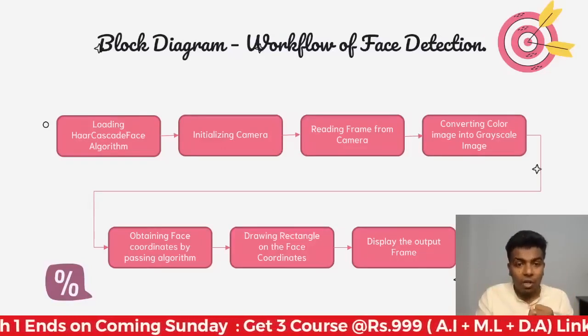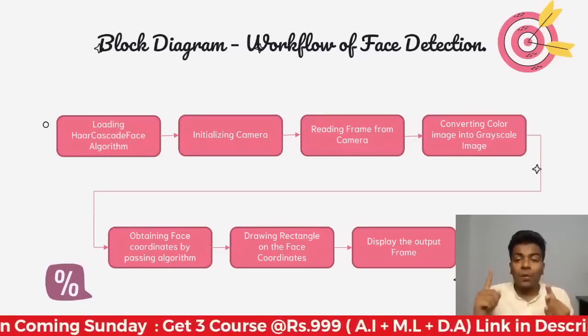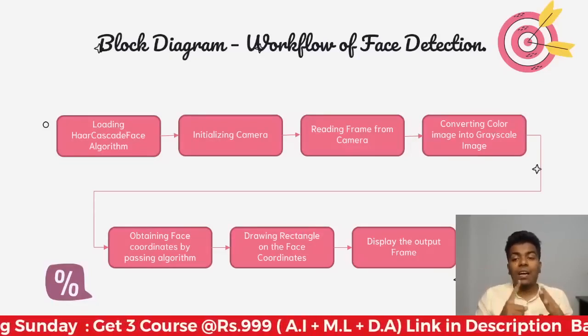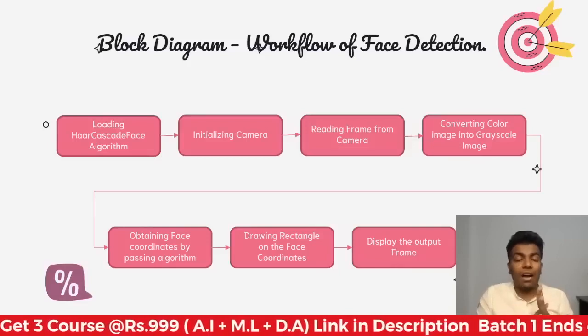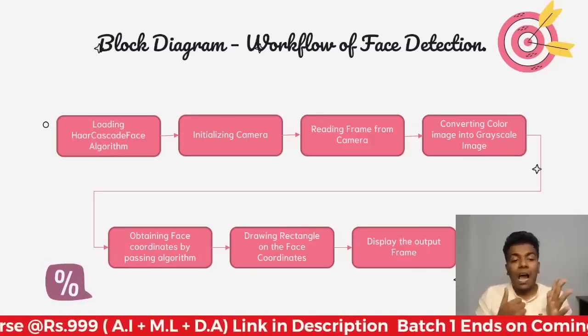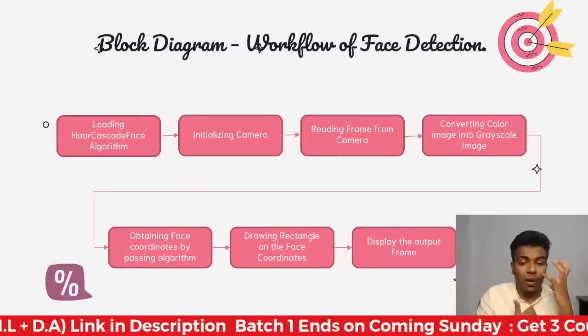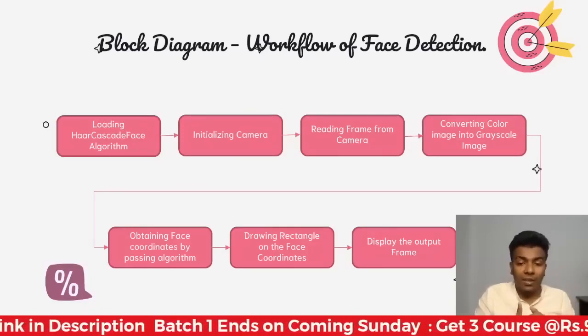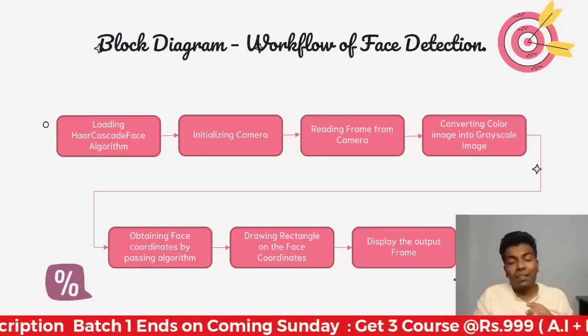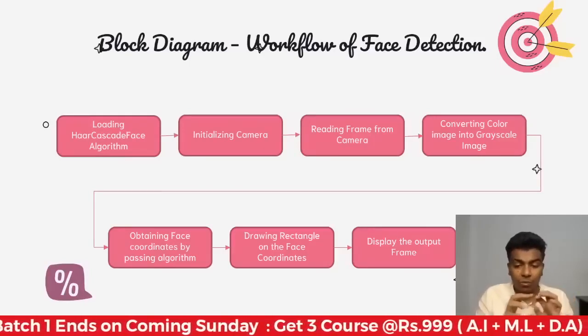Loading a Haar Cascade algorithm, initializing the camera, reading the frame from the camera, doing pre-processing. In the pre-processing, we are going to convert the color image into a grayscale image, and then obtain face coordinates by passing the algorithm. We are going to obtain the face coordinates, where my face is, and then we are going to draw the rectangle or square on the face, and then finally we are going to display the output. So this is the flow.